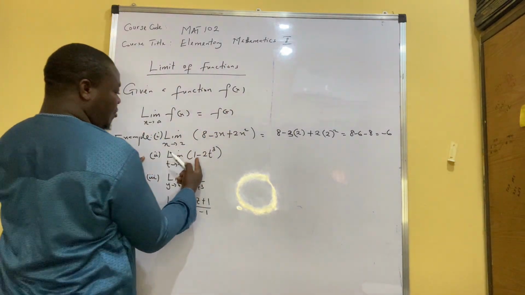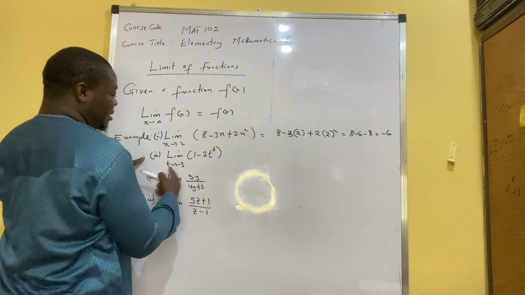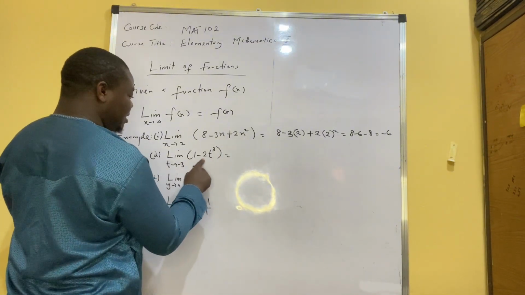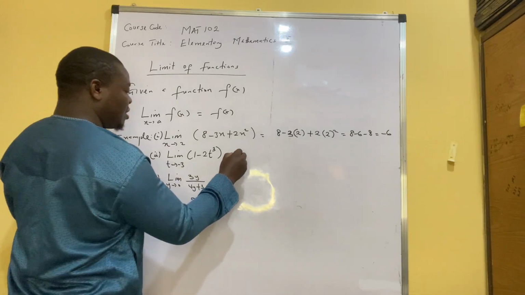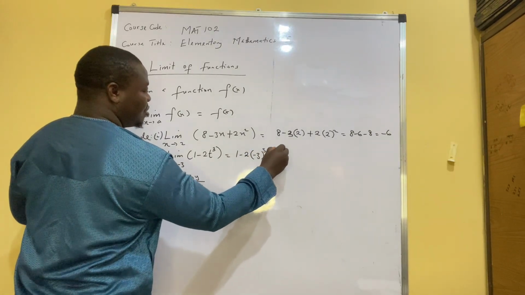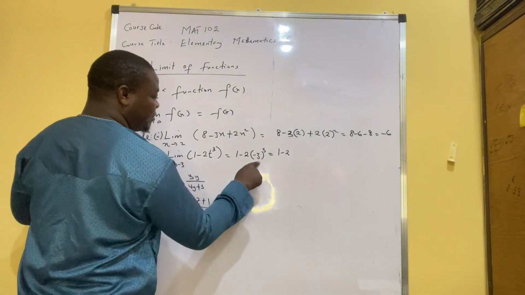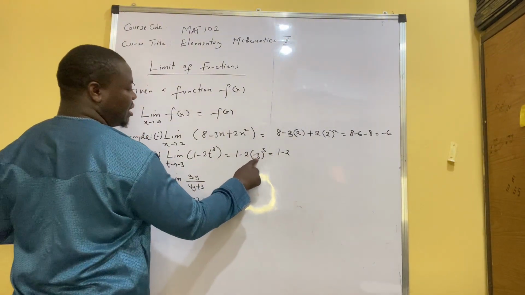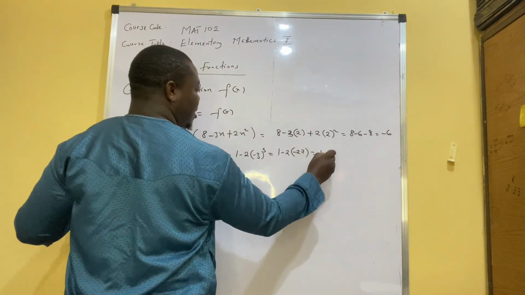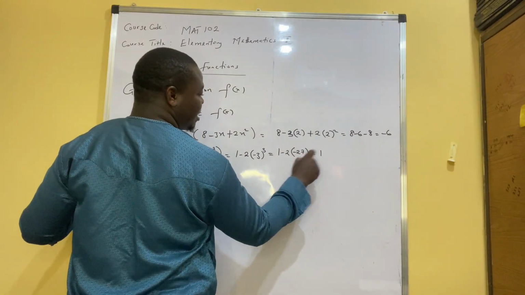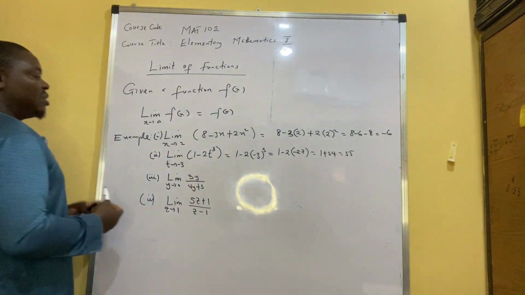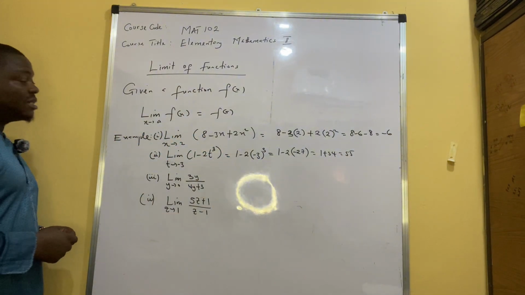So the next one, limit of 1 minus 2t cubed as t tends to minus 3 is equal to, so whatever we see t here, we replace with minus 3, so that we have 1 minus 2 open brackets minus 3 cubed. Simplify what you have in the bracket first. So minus 3 cubed, that will be minus 27. So then we have 1 minus 2 times minus 27, that will give us plus 54, and that will be 55. So the limit of this function as t tends to minus 3 is 55.